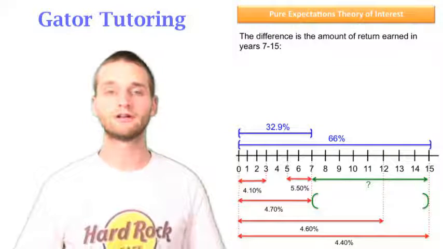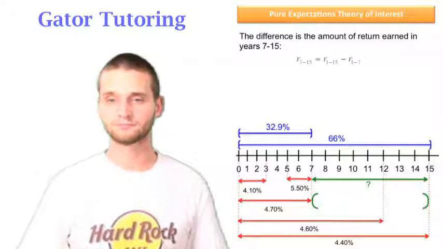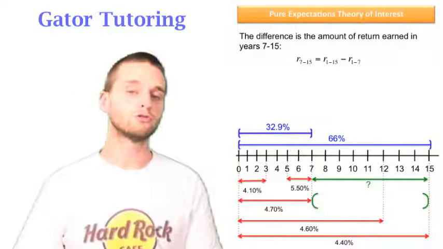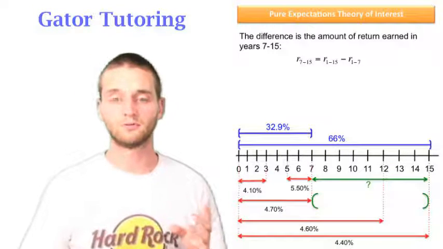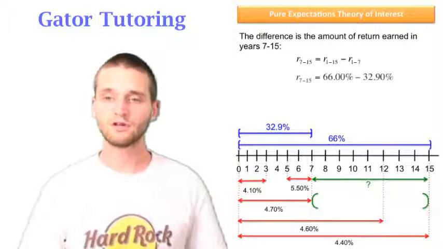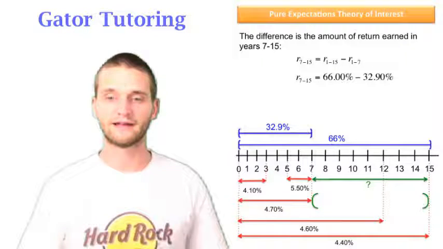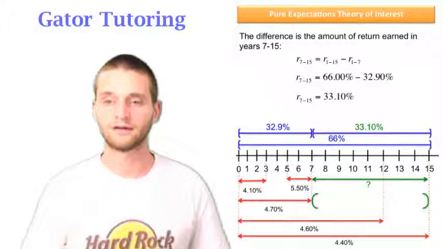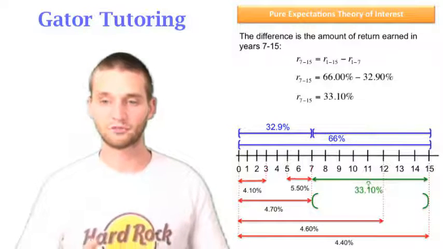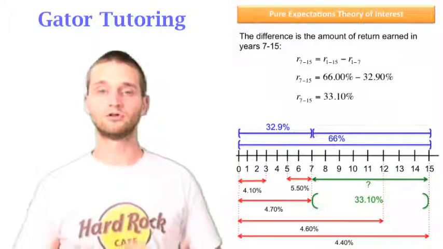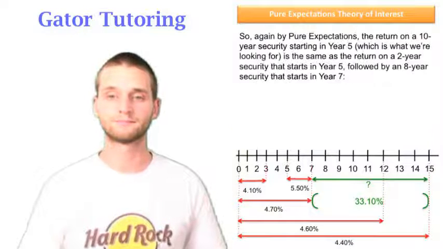Again, we can do this because of pure expectations. So the return earned between 7 and 15 is equal to the return earned between 0 and 15 minus the return earned between 0 and 7. So it's the 66% minus the 32.9%. That gives us a total return of 33.10%. That goes right here. And that's the rate that we were looking for. That's the missing chunk. So now we have all the information we need to evaluate our 10-year bond.